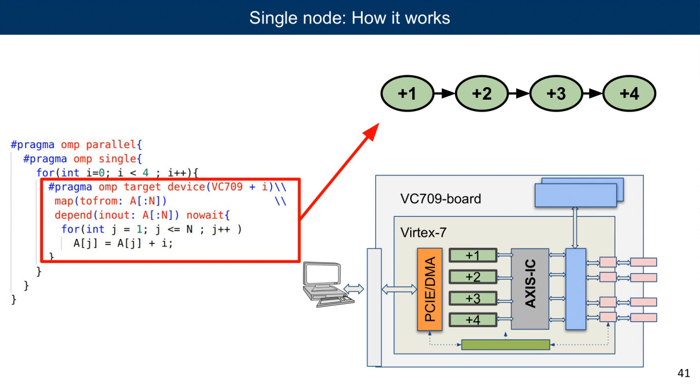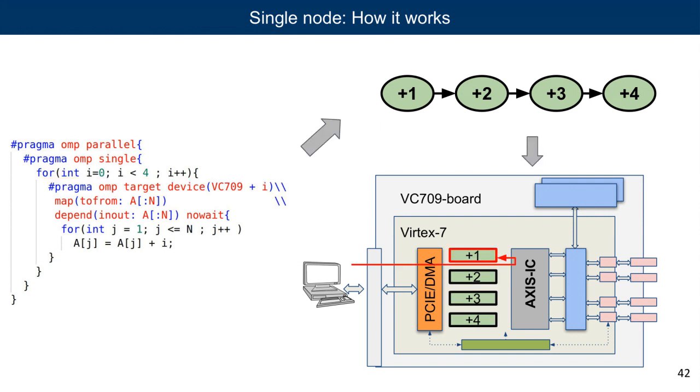The depend clause will guarantee the order of execution of each task, and the nowait clause allows the tasks to be executed in a non-blocking way. With this graph of dependencies, the plugin maps the executions to the available IPs. First executing the IP plus 1, then the IP plus 2, then the IP plus 3, and finally the IP plus 4, finishing the execution.